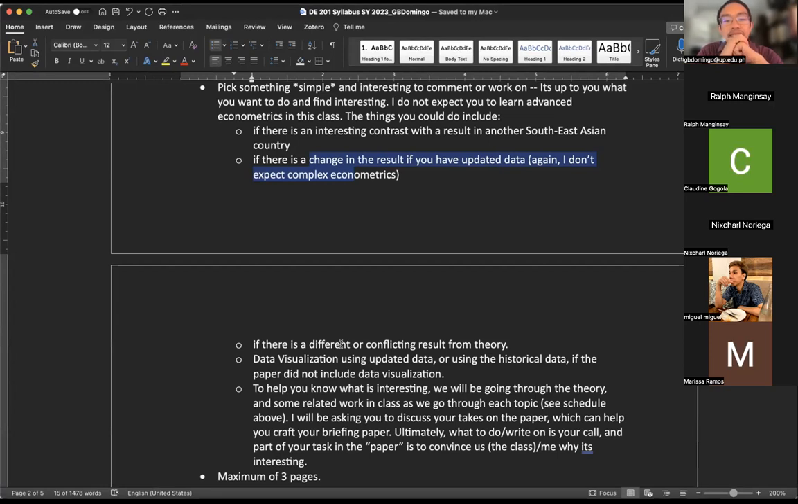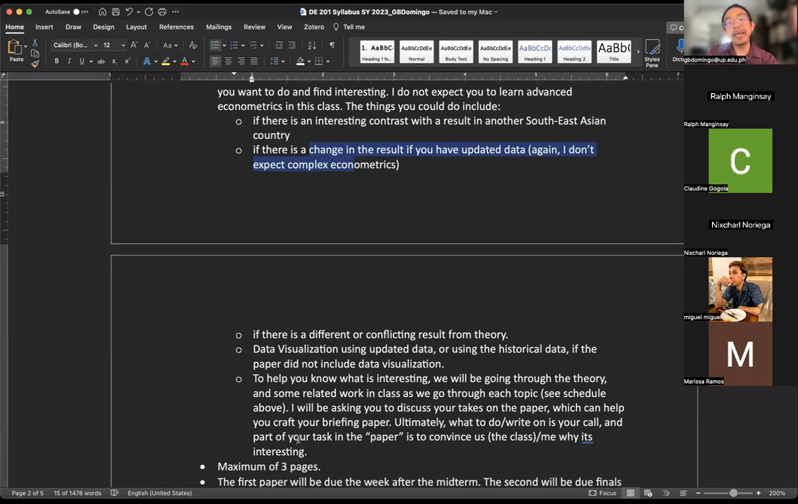To help you to know what's interesting, we will of course go through the theory, talk about that paper, possibly some related work in class. I expect you to have intelligent takes on the paper, to have read the paper. I expect you to talk about your takes. Talk about or ask questions like, what if ganito versus ganyan? And then in class, with the help of other people in the class, we can also brainstorm how it can be done, that sort of check or some sort of comparison. So what you write or do is your call. And it's part of your task in the paper to convince us why your take is interesting.